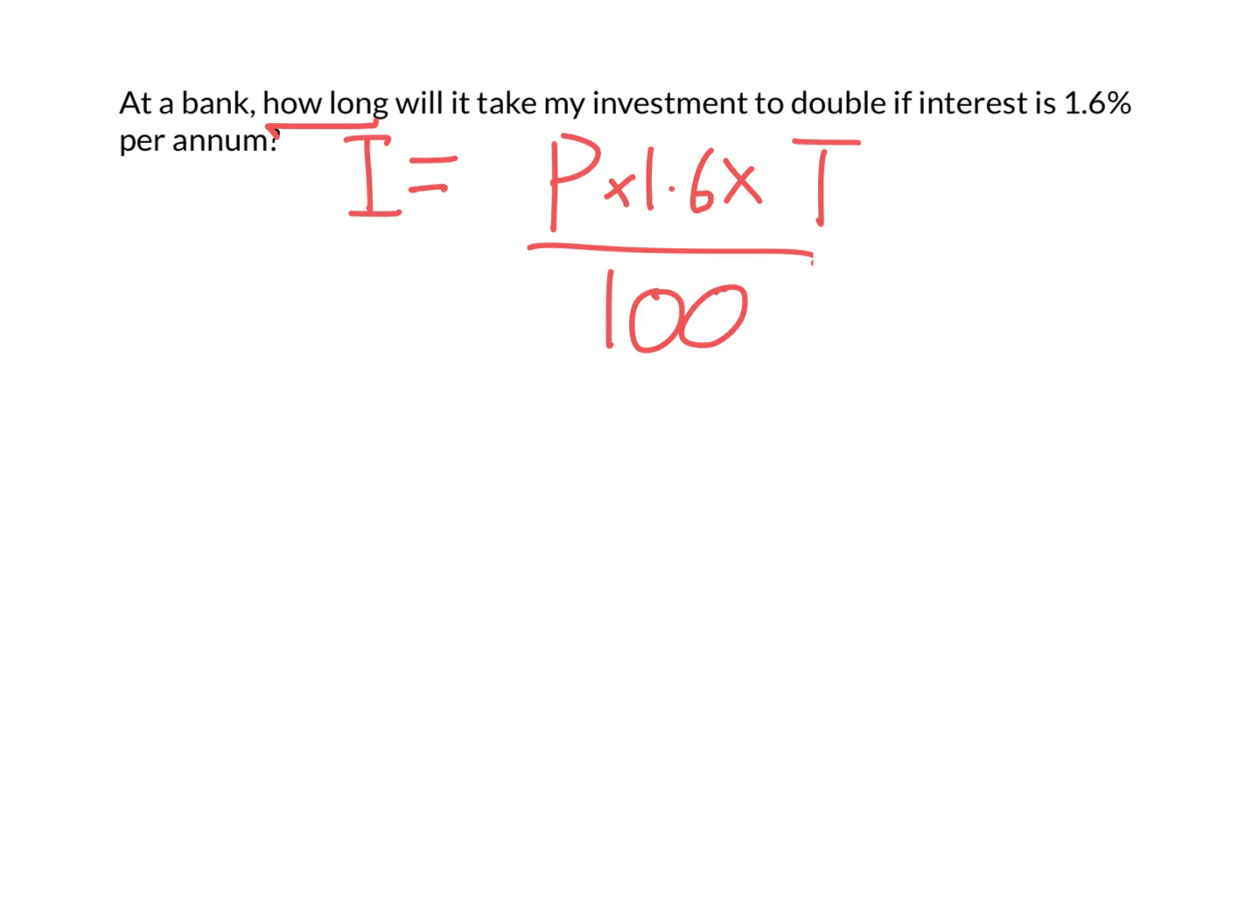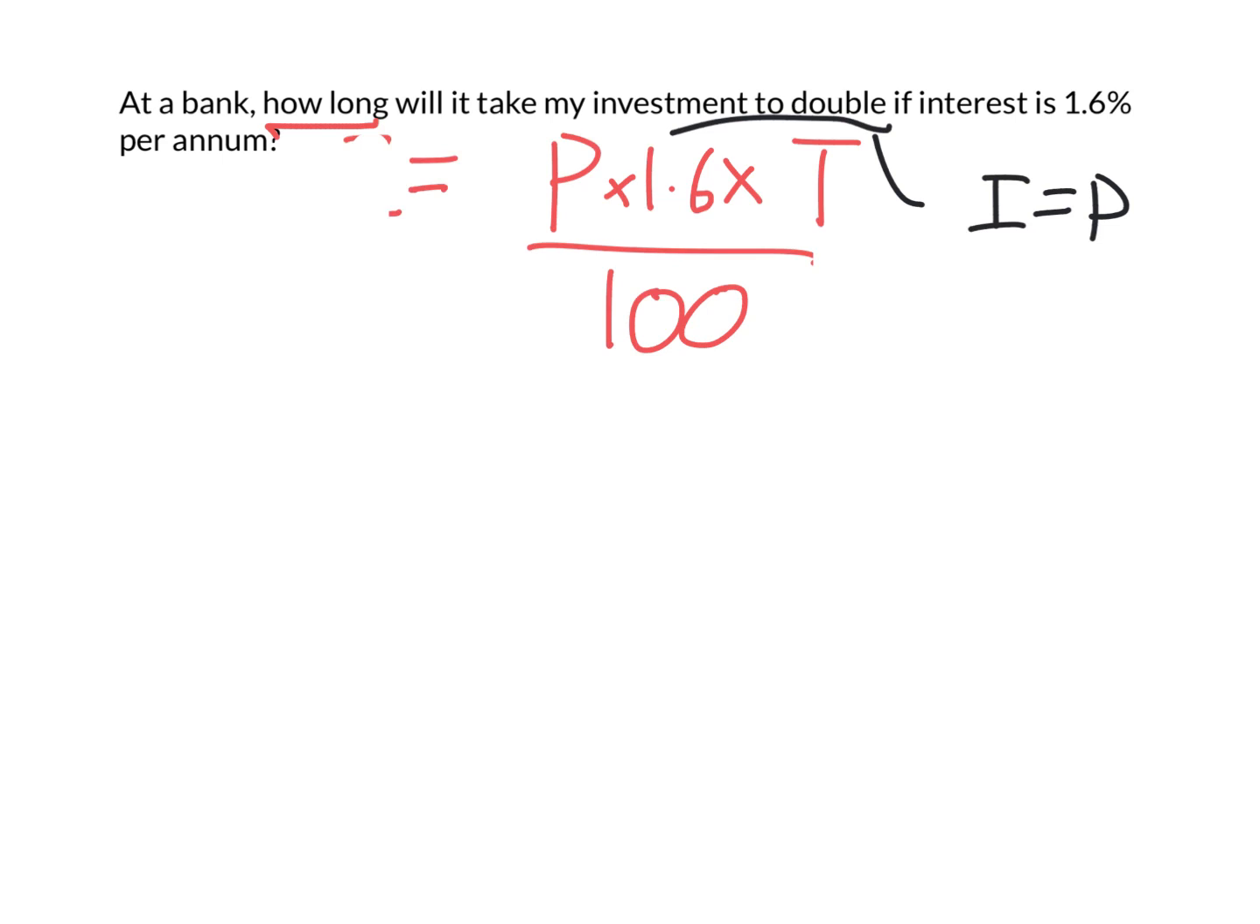Now, you might be a bit confused there, thinking, well, hang on a minute, we need to know I and P if we want to find T. But we have all we need to know. We want the investment to double. So if we want the investment to double, what that means is that I equals P. See, if you invest $5,000 and you want your investment to double, you need to earn another $5,000 in interest. So you have $10,000. If you invest $20,000 and you want your investment to double, you want to have $40,000, so you need $20,000 in interest. Investment double means that I equals P.